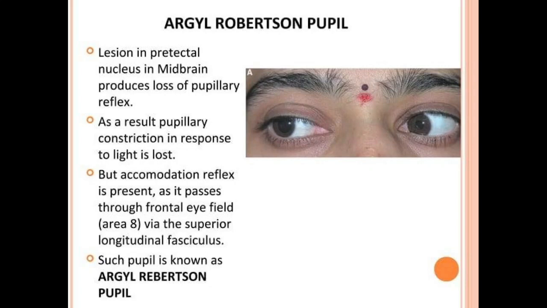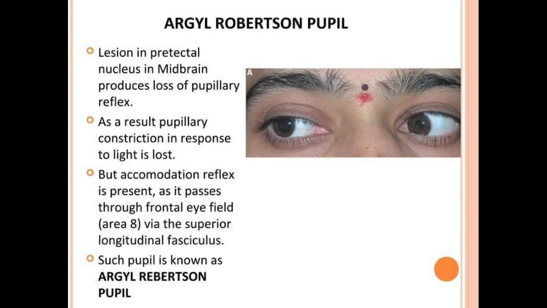Argyll Robertson pupil. Argyll Robertson pupil (ARP) is a medical condition characterized by small irregular pupils that do not react to changes in light but constrict during near vision. The condition is named after the Scottish ophthalmologist Argyll Robertson, who first described it in 1869.